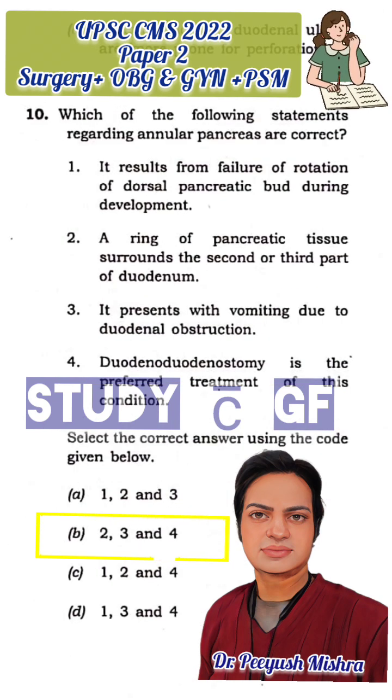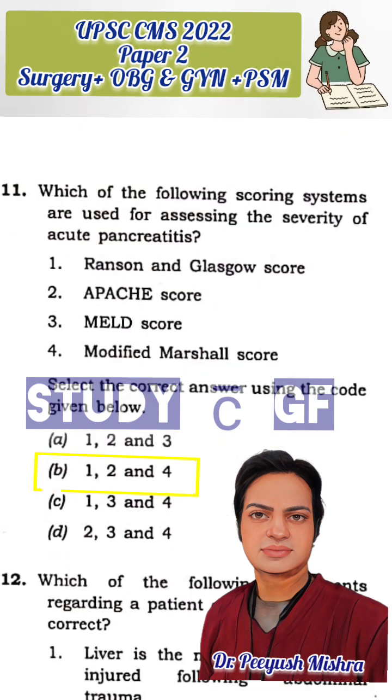Statements correct regarding annular pancreas: a ring of pancreatic tissue surrounds the second or third part of duodenum. It presents with vomiting due to duodenal obstruction. Duodenostomy is the preferred treatment of annular pancreas. Which of the following scoring systems are used for assessing the severity of acute pancreatitis? Ranson and Glasgow score, Apache score, modified Marshall score.